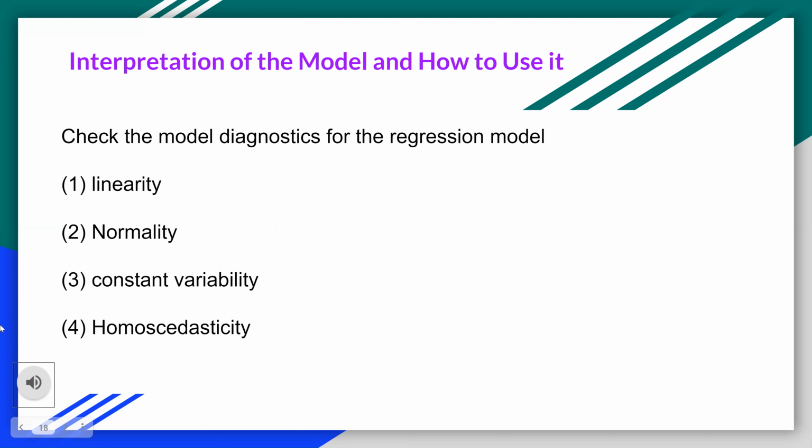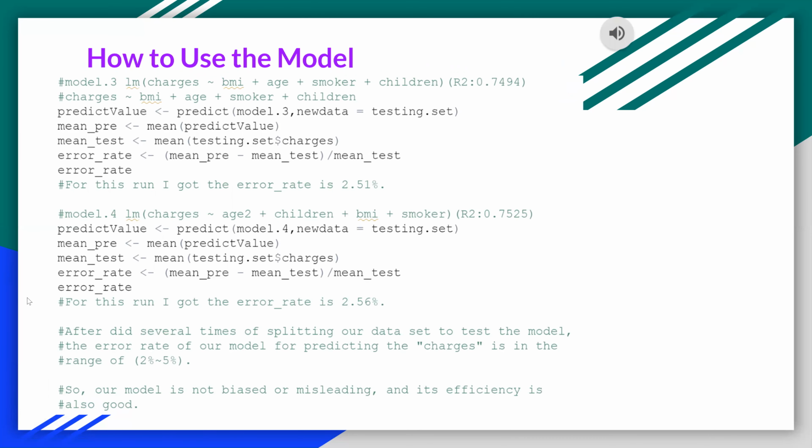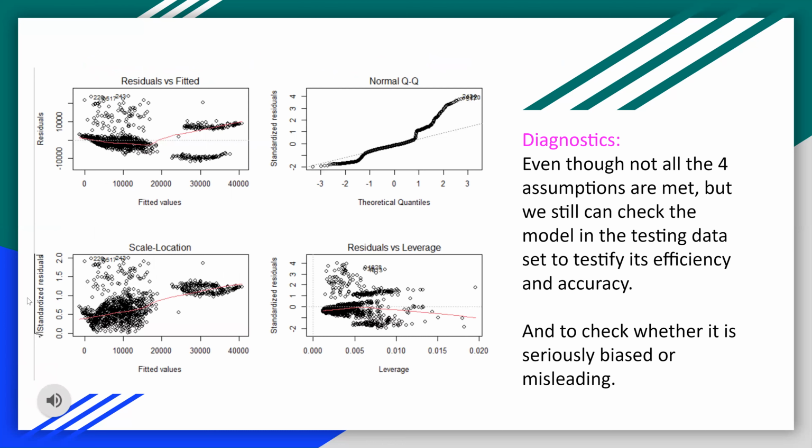In order to interpret the model, we ran diagnostics and checked that the model met the 4 assumptions of a regression model: linearity, normality, constant variability, and homoscedasticity. The figure on the left shows the resulting plots after diagnostics were run. The model did prove to have linearity with an R-squared value of 0.7494. This is a fairly strong linear relationship.